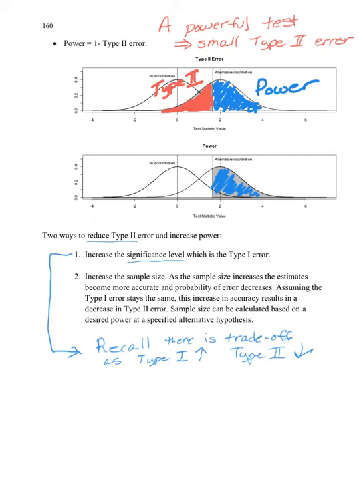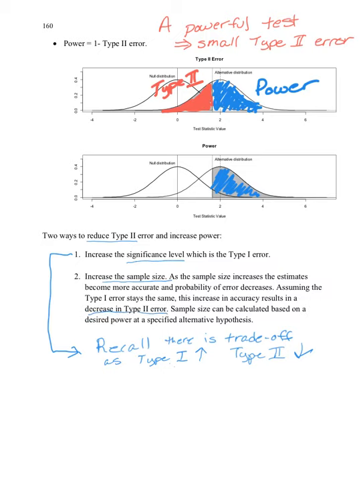The second way is to increase the sample size, because as the sample size increases, the estimates become more accurate and the probability of making a mistake decreases because you've got more accurate results. But if the type 1 error, the significance level, stays fixed, any benefit that you're getting in the reduction of error by increasing the sample size all gets poured into the type 2 error. So increasing the sample size decreases the type 2 error.